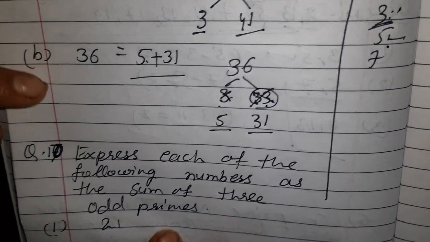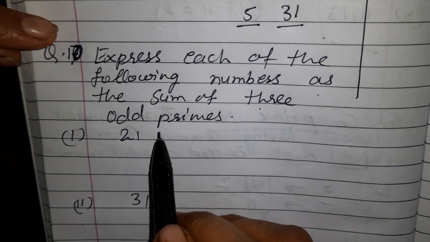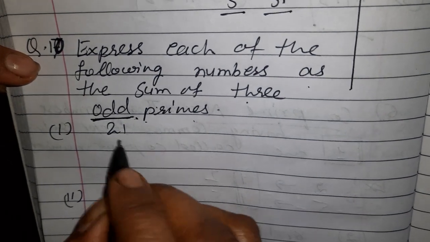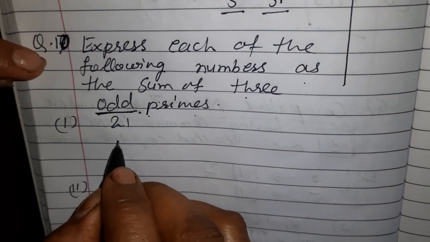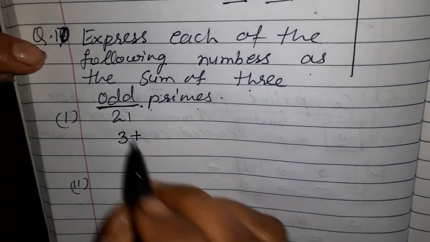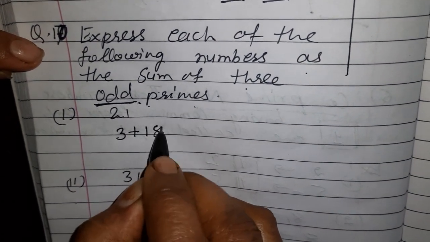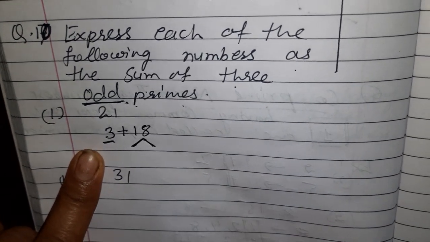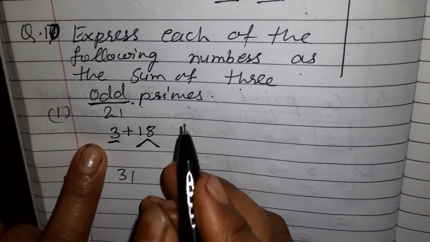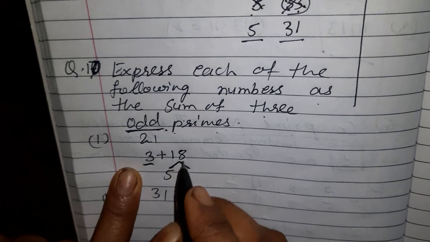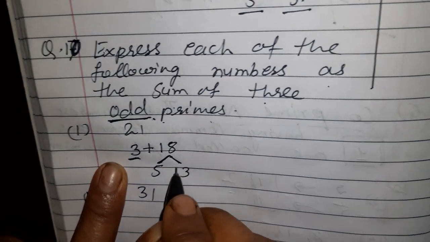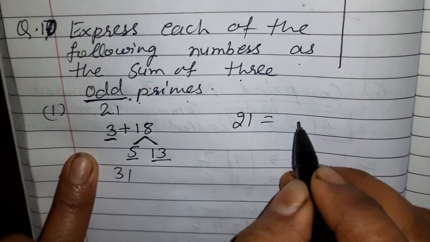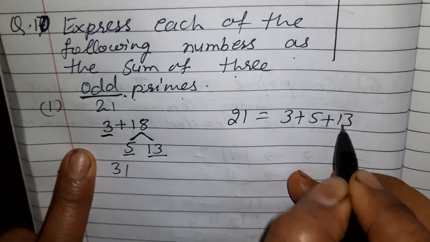Same problem here: express each of the following numbers as the sum of 3 odd primes. Odd is given here also, so you can't take 2. So 21. First let us take 3. What do you add to 3 to get 21? That is 18. Now we have to distribute this 18 into two prime numbers. Since we have taken 3, now take 5. Subtract 5 from 18, what do you get? 13. See, 13 is also prime, 5 is also prime, 3 is also prime. So we can write 21 equal to 3 plus 5 plus 13.